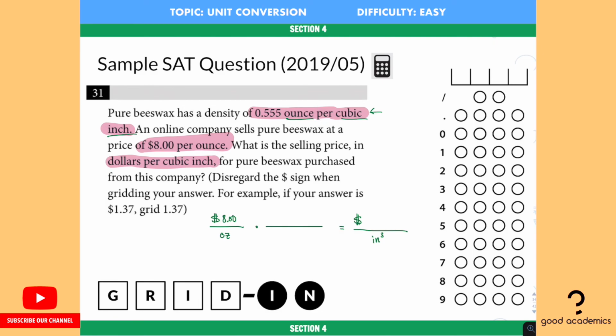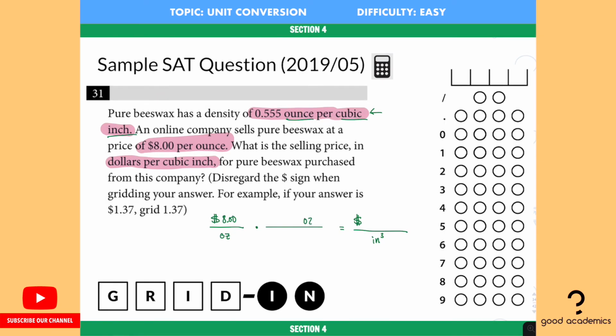Because we do not want to see ounce, we would have to put the ounce in the diagonal position. And there's a number that is placed in front of the ounce. So we say 0.555 ounce in the numerator, and it's per cubic inch. That means it's per 1 cubic inch. By doing so, you can see the ounces will get canceled out because they're in diagonal position, one in the numerator, one in the denominator. They are dividing, so they are canceled.